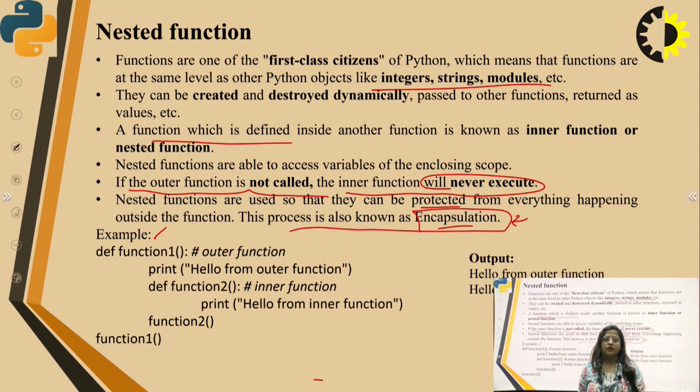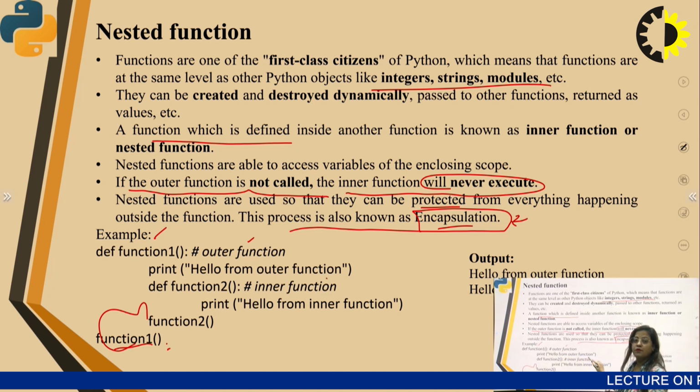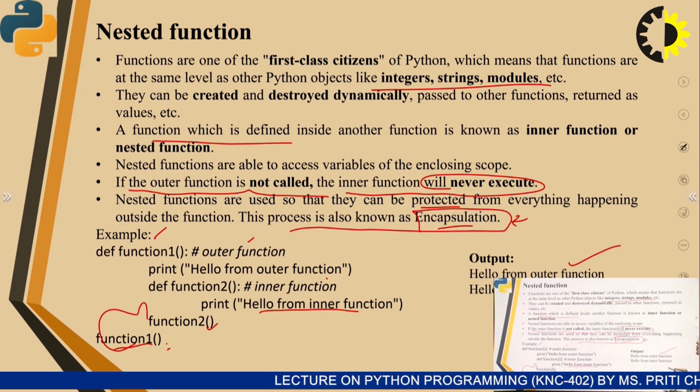So now let us take an example. First, create the first function, which is the outer function, and print hello from the outer function. Now declare the second function, the inner function, and print hello from the inner function. Now, first call the outer function, and after that call the inner function. The output is: first, hello from the outer function, then the inner function's output.